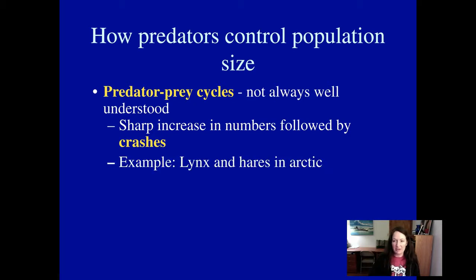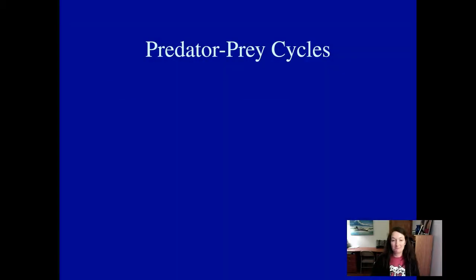So I'll show you guys a graph in a slide here of lynx and hares in the Arctic. Lynx are like these cat, I almost said critter. They're huge. They're not critters. They're big cats. And then hares are a form of rabbit, or kind of like a rabbit, related to rabbits.